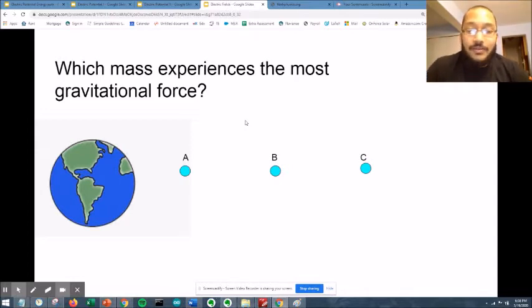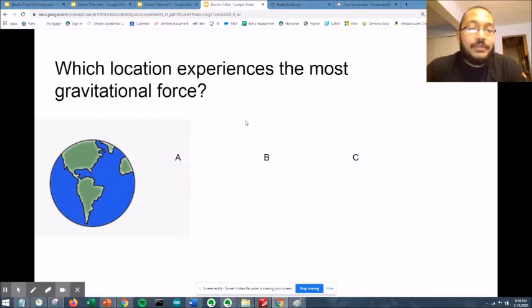Hopefully it's not too hard. It's A, the universal force of gravity, G m1 m2 over r squared. It gets weaker the farther you are from the source mass. What about this one? Which location experiences the most gravitational force?